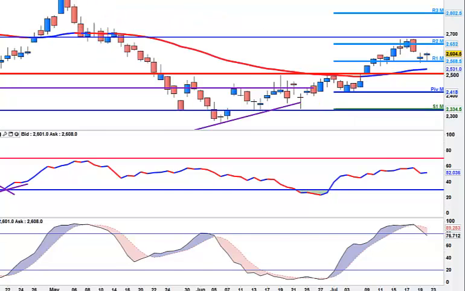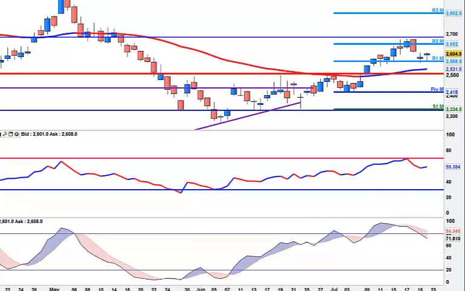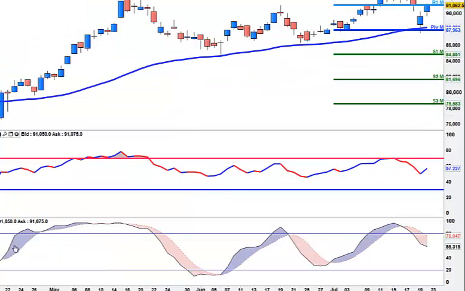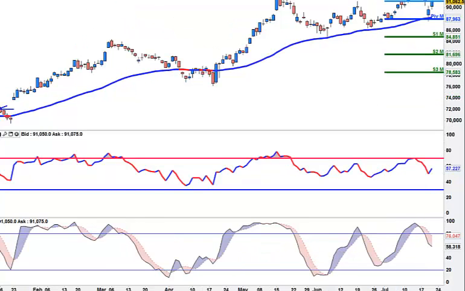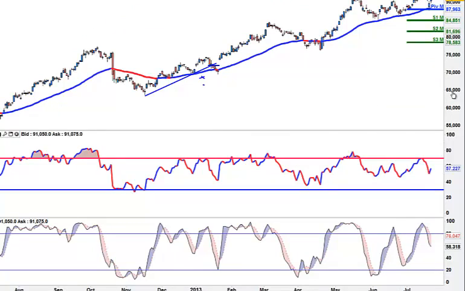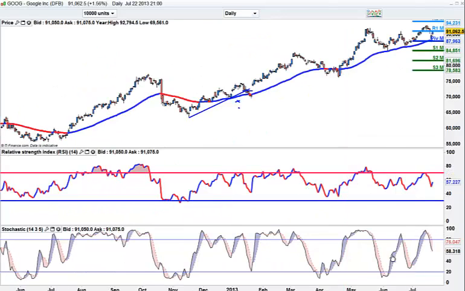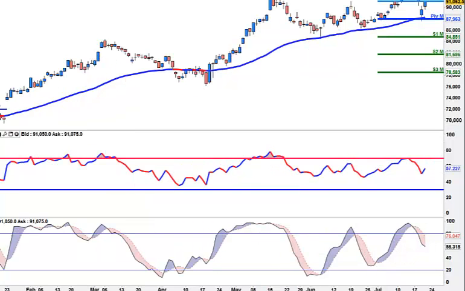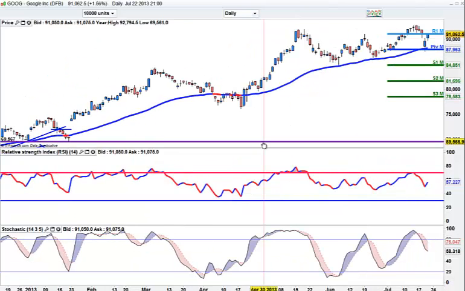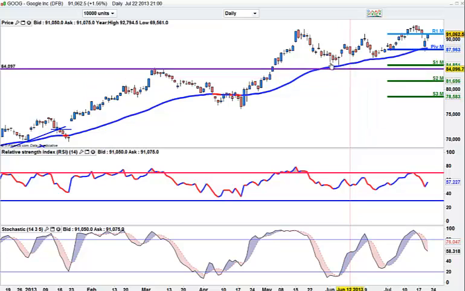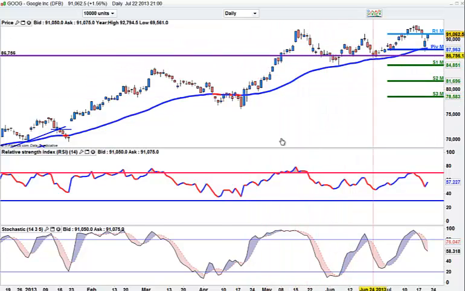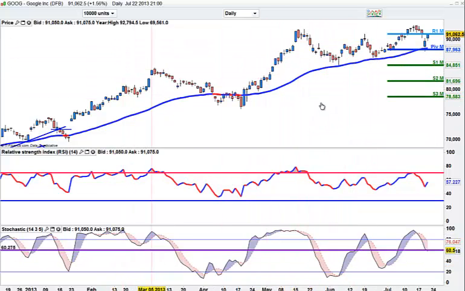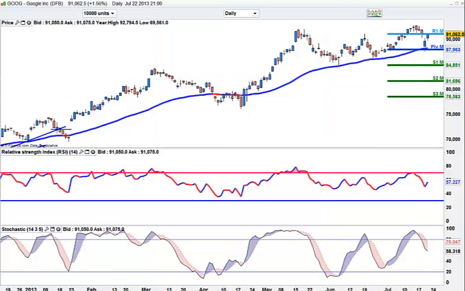Facebook, sideways. Google's had a good day. Sorry, let me get it full frame for you. Hang on. All the pullbacks are getting bought. That's that monthly pivot down there, 88.79 was good.